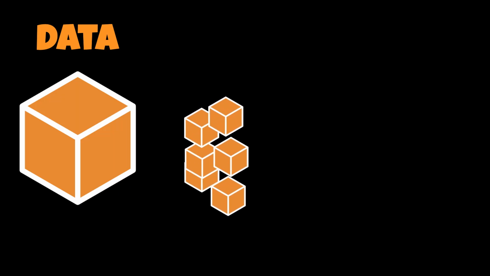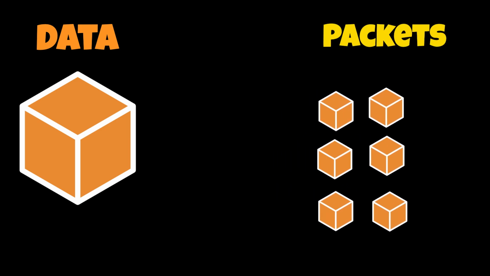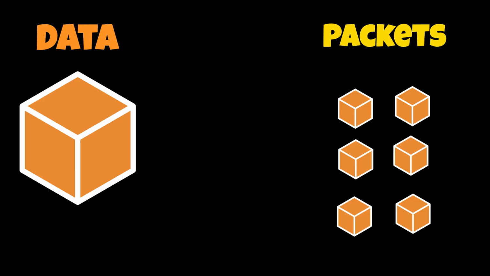Most people imagine data like this: one big message traveling from your laptop to the server. But that's not how networks work. In reality, data is broken into small pieces. These pieces are called packets, small chunks of your data that travel independently.